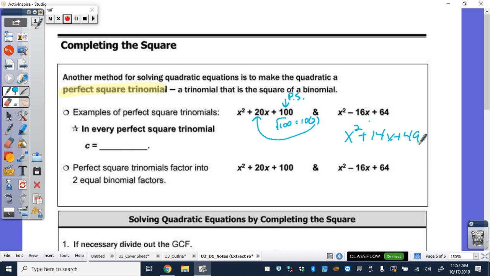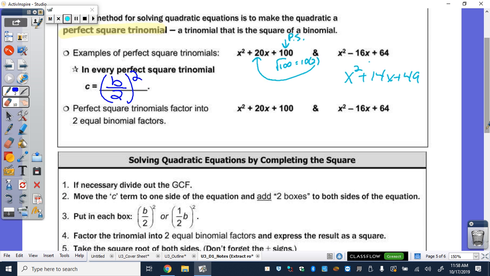Here's another one, 49, a perfect square. The square root of it is 7, double 7, and the middle term is 14. So that's always the pattern that it follows. Does anybody remember how we calculate our C value? I think we did this a little bit last year in geometry, more so in Algebra 1. Yeah, take your B value, divide it in half, and then square it. That's how we actually find our C value.